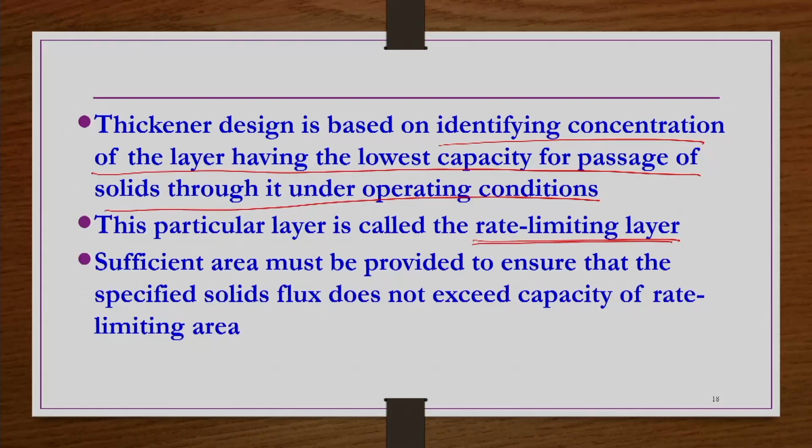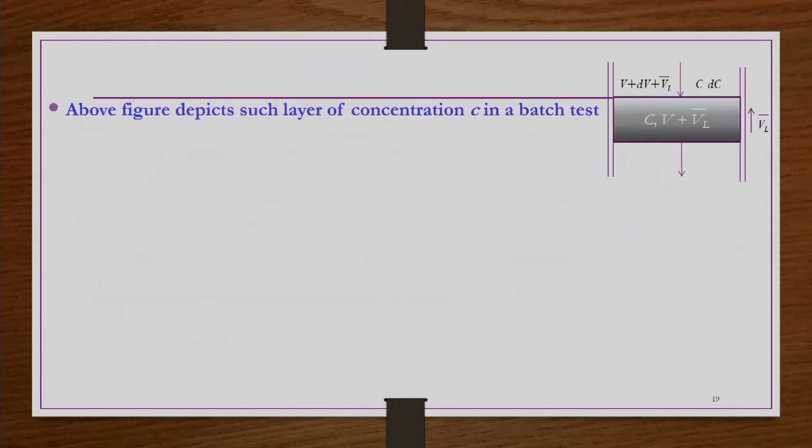So, we have to find out the area corresponding to this flux which is below the capacity of the rate limiting layer. Now, in the container, in the thickener, we have different layers. Let us assume we have taken one layer, this is that layer, and the rate limiting layer that we want is this one, and it is moving upward with VL bar.